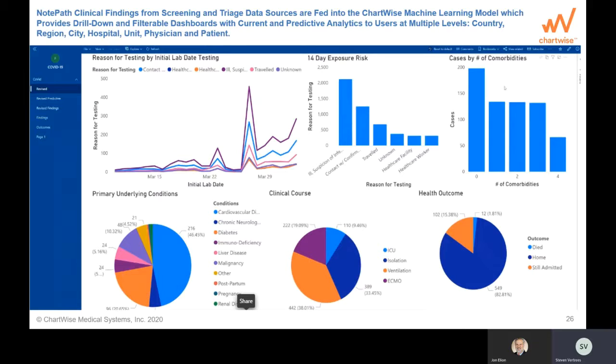The next chart, we look at the number of comorbidities that a patient may have, based on the number they have and how many cases came in that way. Then in the bottom left, we're looking at underlying conditions, like did they have liver disease or diabetes? Then we're looking at clinical course of the patients that came in, how many went to the ICU versus are put on ventilation or just were sent to isolation. And then on the far right bottom, we're looking at the health outcomes: how many people were sent home, how many are admitted to the hospital versus how many died.